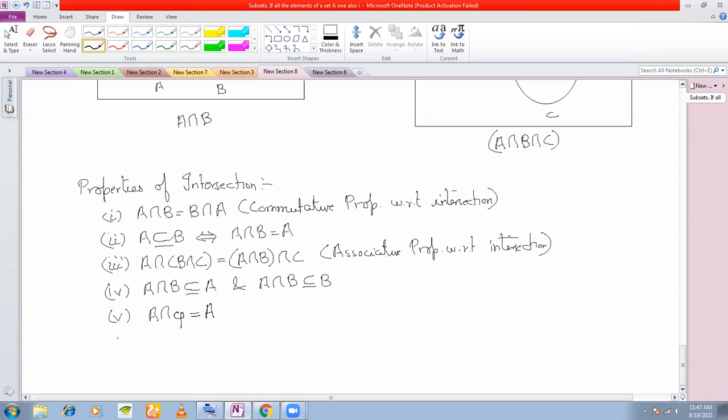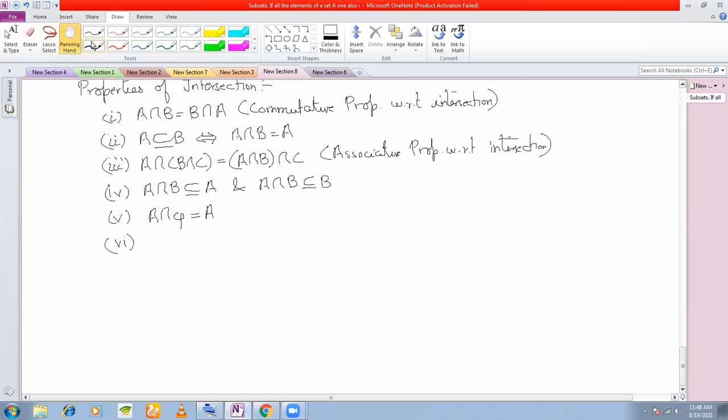And finally, you have a very important property. In this property, you have union also. You have two kinds. A intersection B union C is equal to A intersection B union A intersection C. This is called the left distributive property with respect to intersection.